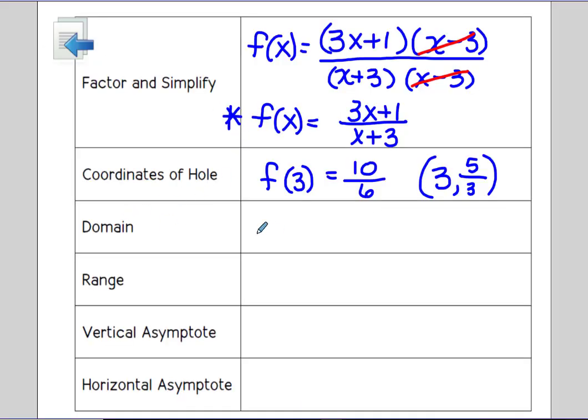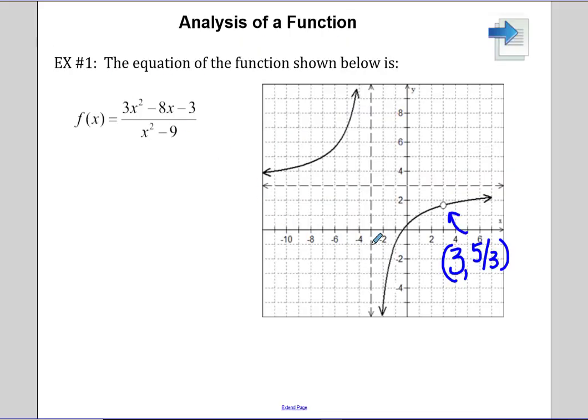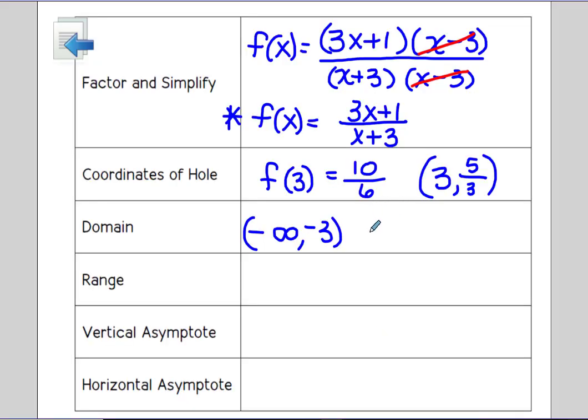The domain of the graph is going to go from -infinity to -3, and then we're going to skip over -3 since there's a vertical asymptote here, x equals -3, and we're going to go from -3 up to +3, and then we're skipping over the hole, and we're going to go from 3 to infinity. So this is our domain.